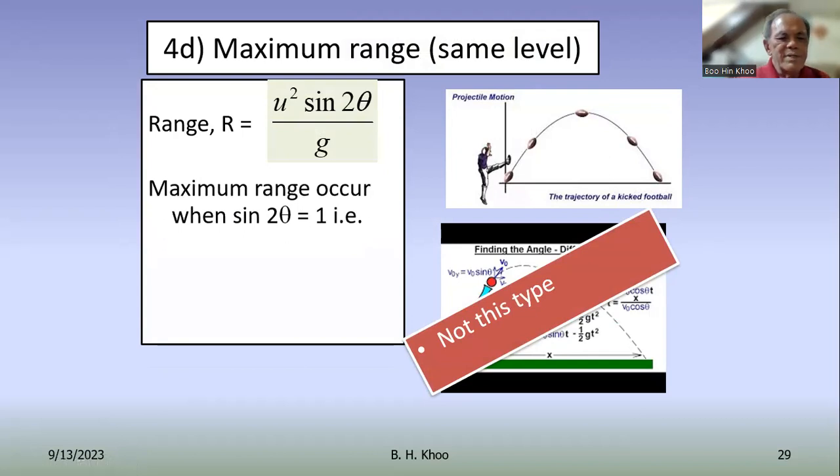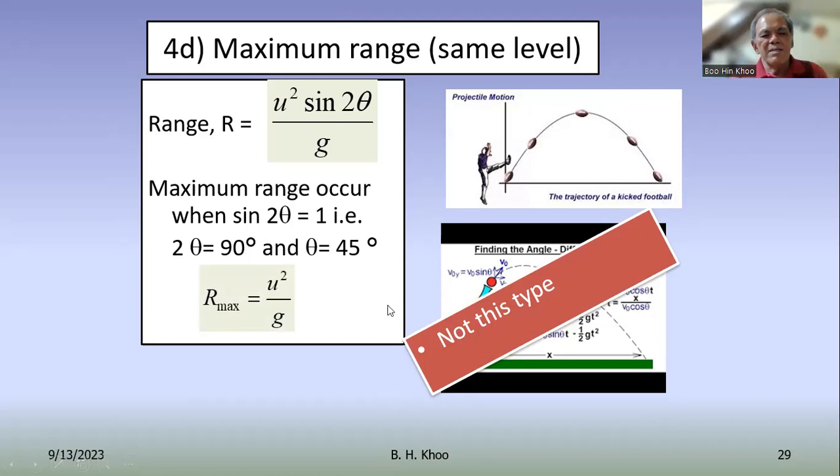You want to find the maximum range? Sine 2 theta, the largest value it can be is 1 only. That's where the range is maximum. So in this case, sine 2 theta equals 1, 2 theta equals 90, theta is 45 degrees. That angle must be 45 degrees for maximum range. Remember, this is on the same level, not this case. So that is 1, and you get u squared over g.